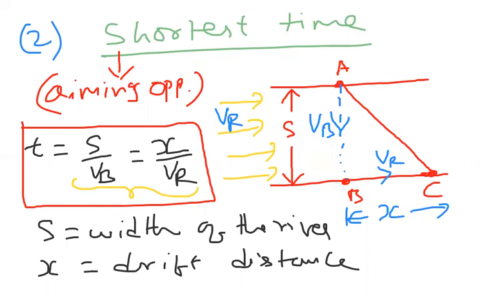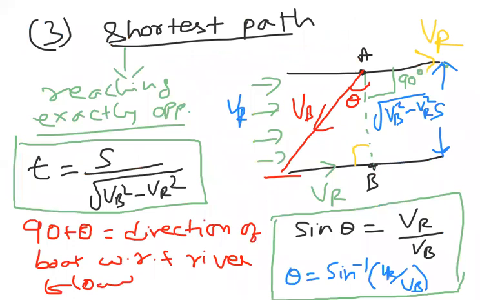Next, if you observe, the shortest path concept is nothing but reaching the exactly opposite point. Reaching the exactly opposite point means if you go from A to B straight, the river will push you, so you are going against the river flow. Because the boat speed is greater than the river speed, even if they push, you'll reach the point B. This is called the shortest path concept: reaching the exactly opposite point from A to B.